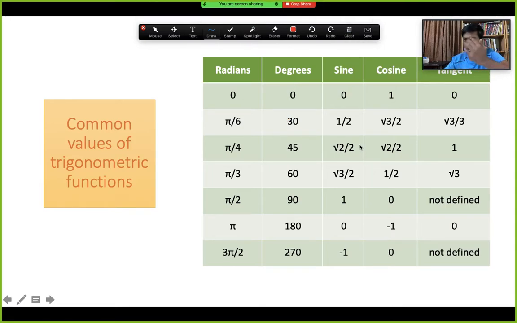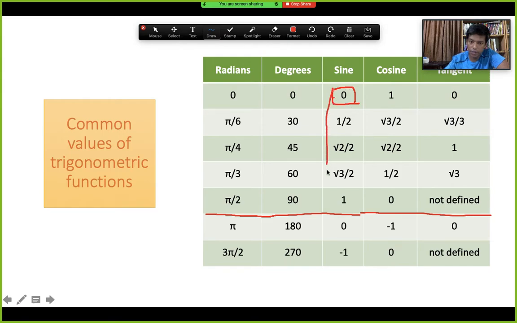First of all, look at the general shape of the values. See, the first one is 0. Then half, 1 by 2, root 2 by 2, root 3 by 2, 1. Let's take it up until 90 degrees. Then these are something else. But if you just keep this line in mind, this line is the opposite of this line, coming in opposite order. This 0 goes straight down there. This is 0 degrees, this is 90 degrees.